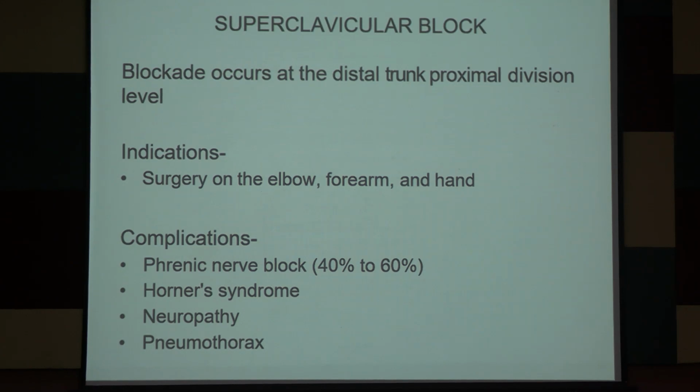So the indications are any surgery on the elbow, forearm, and hand. This is for the supraclavicular block. As we discussed earlier, like we were discussing with a clavicle fracture, for a higher up blockade, we need to provide the interscalene block. For lower levels, we can provide the supraclavicular block. Then we can provide anesthesia for elbow, hand, and the forearm.